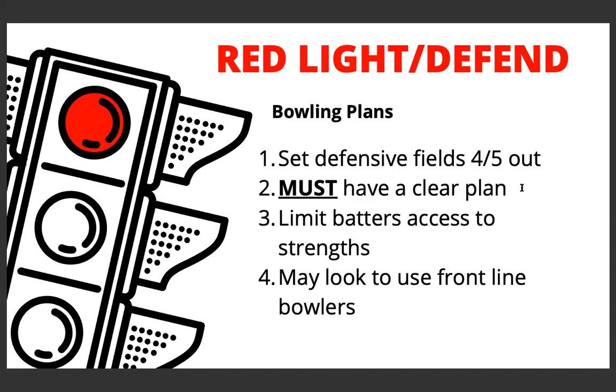The third one is limit the batter's access to their strengths. So if you're in the red light, you probably would have seen their strengths already because you've seen a fair bit of them because they're doing really well and they're whacking them. And you'll know what their strengths are. So if they're really good pullers and they can't drive very well, bowl fuller and set your field appropriately. Okay, if they're really good on the offside but they struggle through the leg side, or vice versa, if they're really good off their legs or bowling straight and they can't hit the ball through the offside, try to get them to hit the ball through the offside and see what happens. Take their strengths away from what they do, okay?